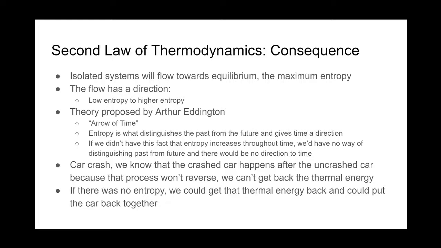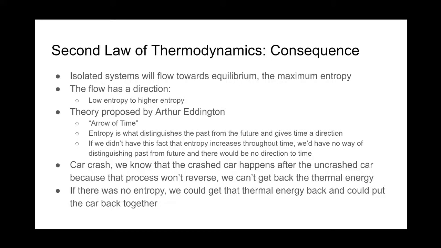Equilibrium means maximum entropy, where we have the most disordered state possible. And this flow has a direction. We go from lower entropy to higher entropy. That's the only way we can go. We can't go from higher to lower. We have to go from lower entropy to higher entropy, more disorder, and less concentrated energy. I think I said that wrong the first time. Low entropy is low disorder, concentrated energy. High entropy is less concentrated energy, so the energy is more spread out, and we're going to have more disorder.